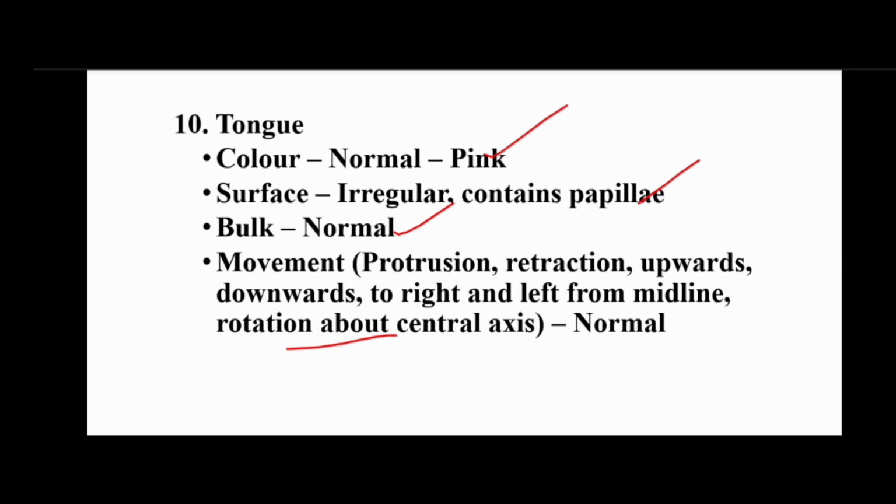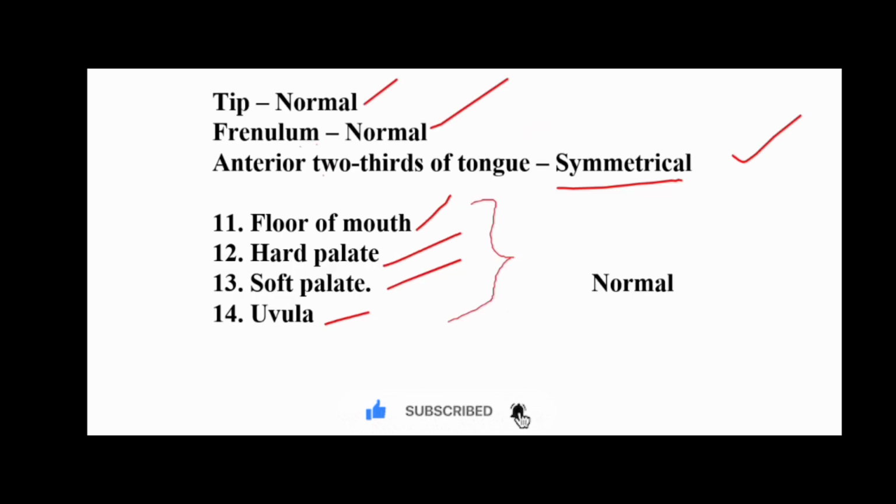And the tongue is normal in color, pink. The surface is irregular and contains papillae, and the bulk is normal too. Movement of the tongue is also normal. The tip of the tongue is also normal. Frenulum is normal. Anterior two-thirds of the tongue is symmetrical. And the floor of the mouth, hard palate, soft palate, and uvula are also normal.